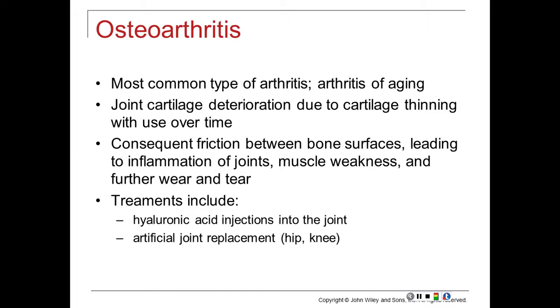Arthritis can be classified in different ways depending on the cause, as well as where it occurs. Osteoarthritis is the most common type. This is the arthritis of aging, so this is the wear and tear type of arthritis. The joint cartilage is basically going to deteriorate over time because it's being used so much. Constant friction between bone surfaces is going to lead to an inflammation of those joints, which can lead to muscle weakness because it's going to decrease the points of attachment, which is going to kind of bring on the cycle of wear and tear as certain things are starting to not work properly, other things stop working properly, etc., etc.